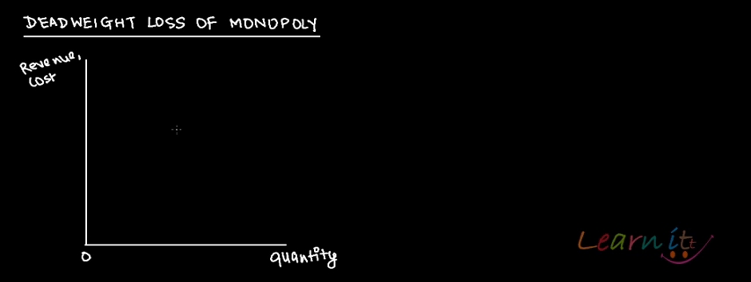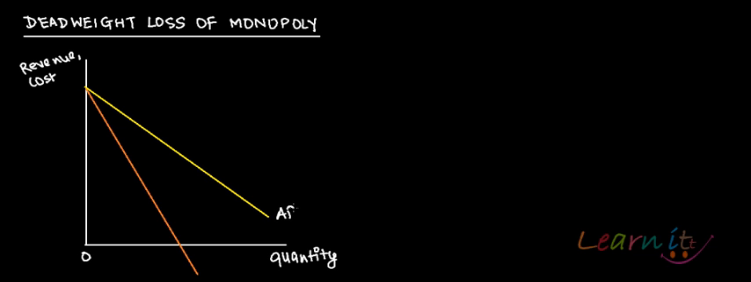Let us talk about deadweight loss of monopoly. So, supposedly, you are given this demand function. This is the AR function of monopoly, and you can also derive the MR curve. Let me just name both of them. This is the AR curve of monopoly, and this is the MR curve.